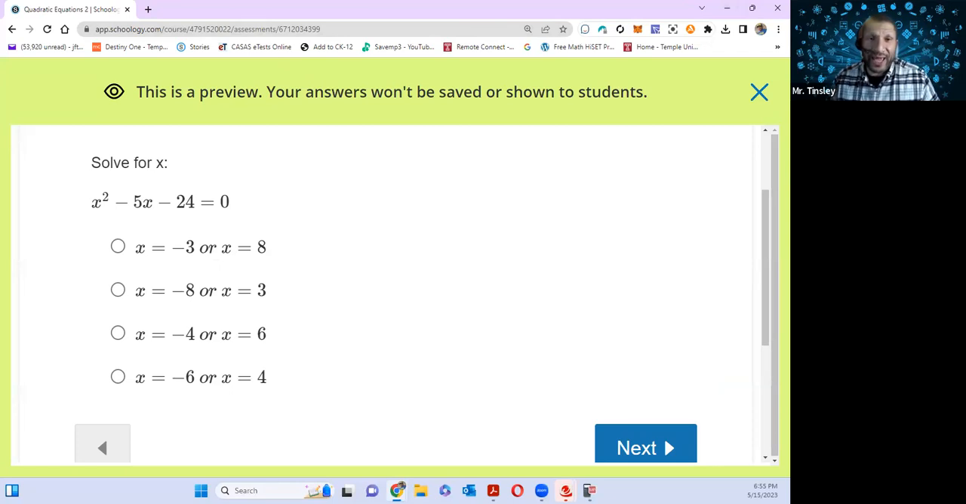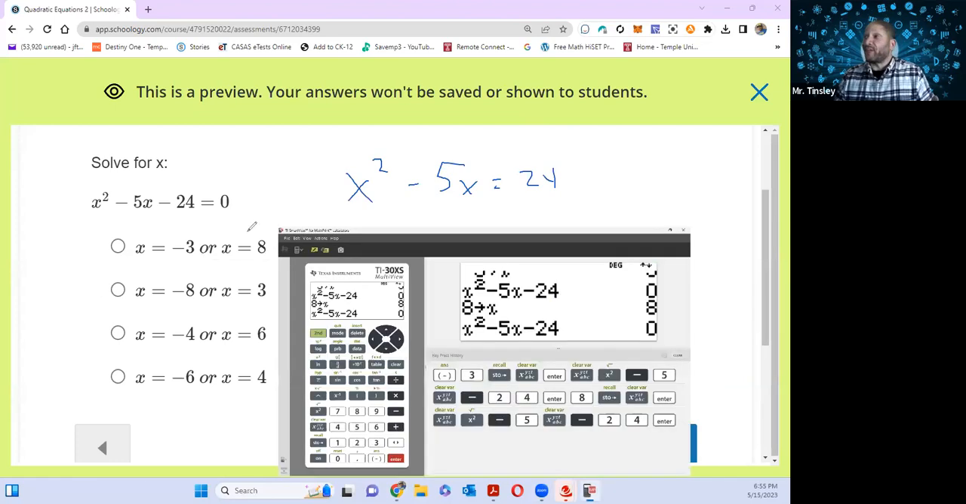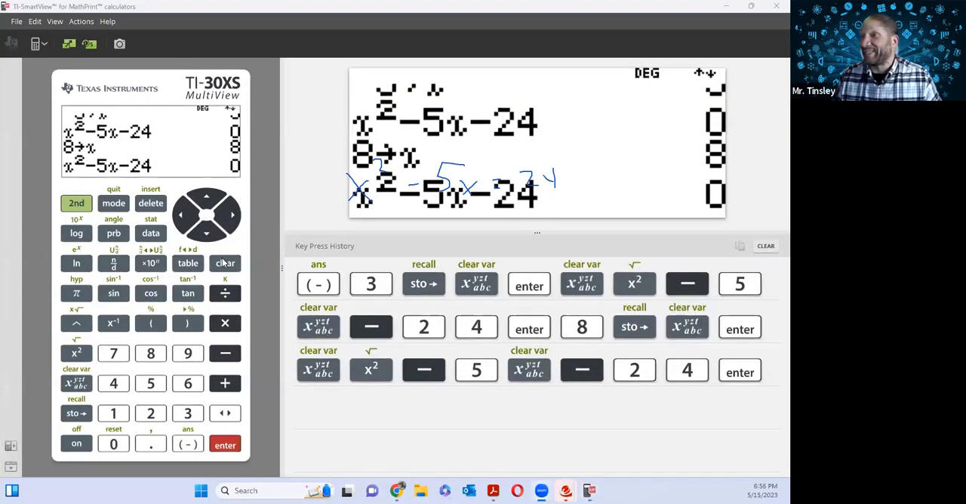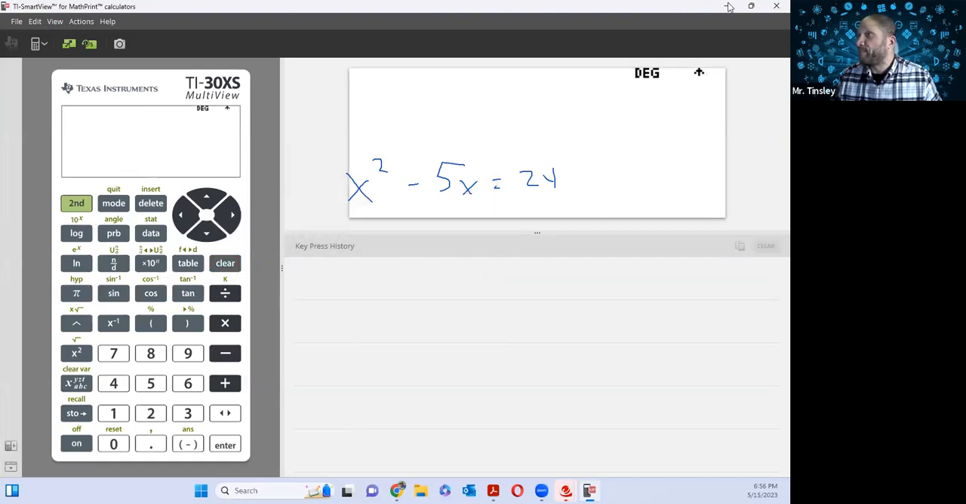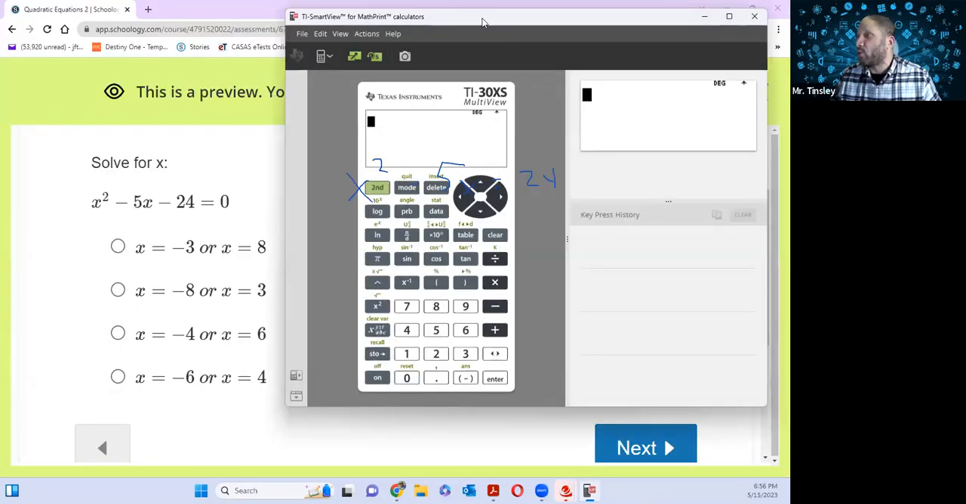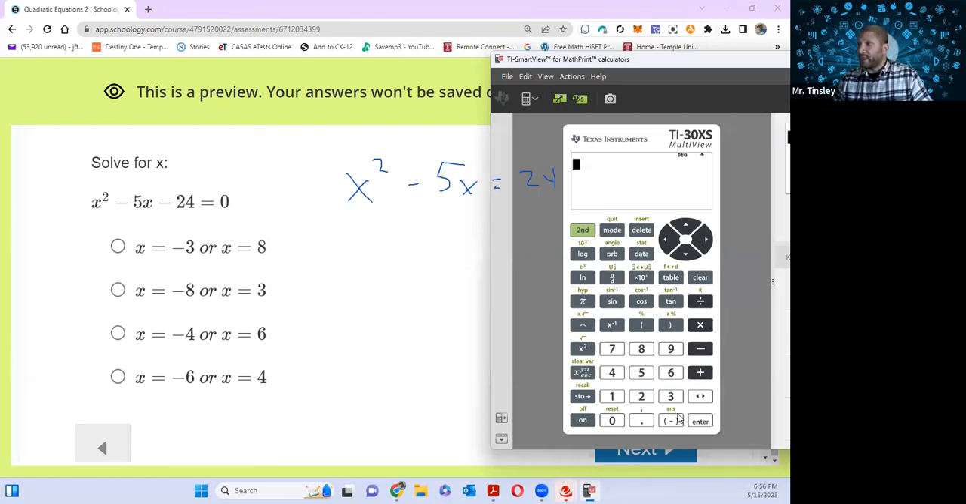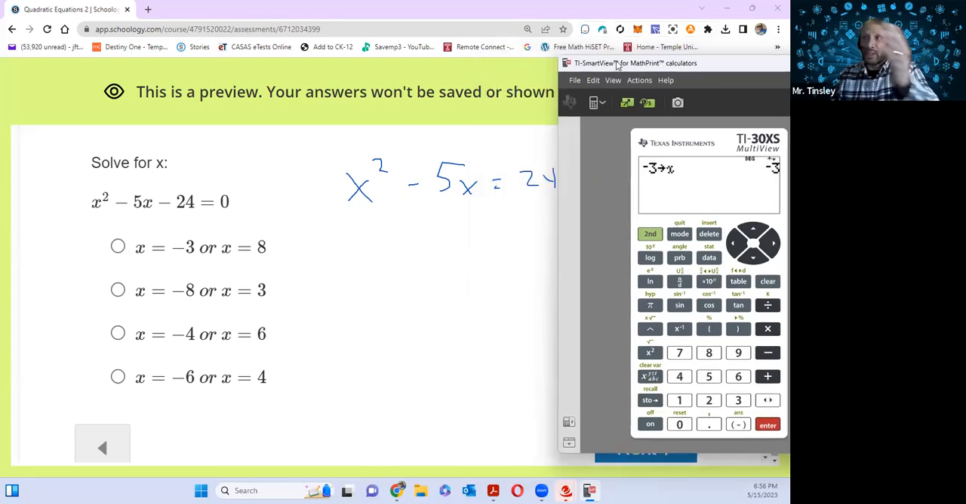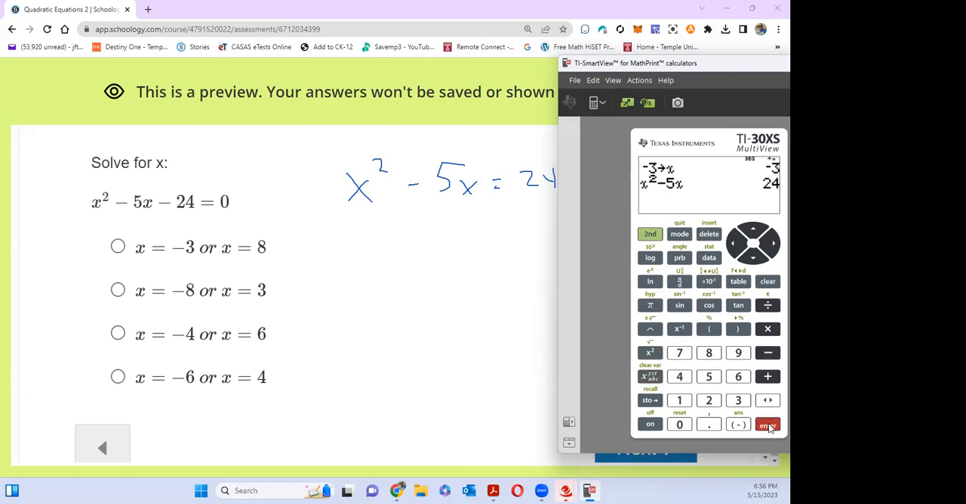Well, Mr. Tinsley, what if they have something like this? X squared minus 5x equals 24. These are the same exact problem. What you have to understand is whatever you put in as x must be equal on the other side. So watch this. I'm going to do -3 again. -3 store x. But this time, I'm not putting x squared minus 5x minus 24. I'm only putting this front part. X squared minus 5x. I need it to be equal to what? 24. Bam, done.